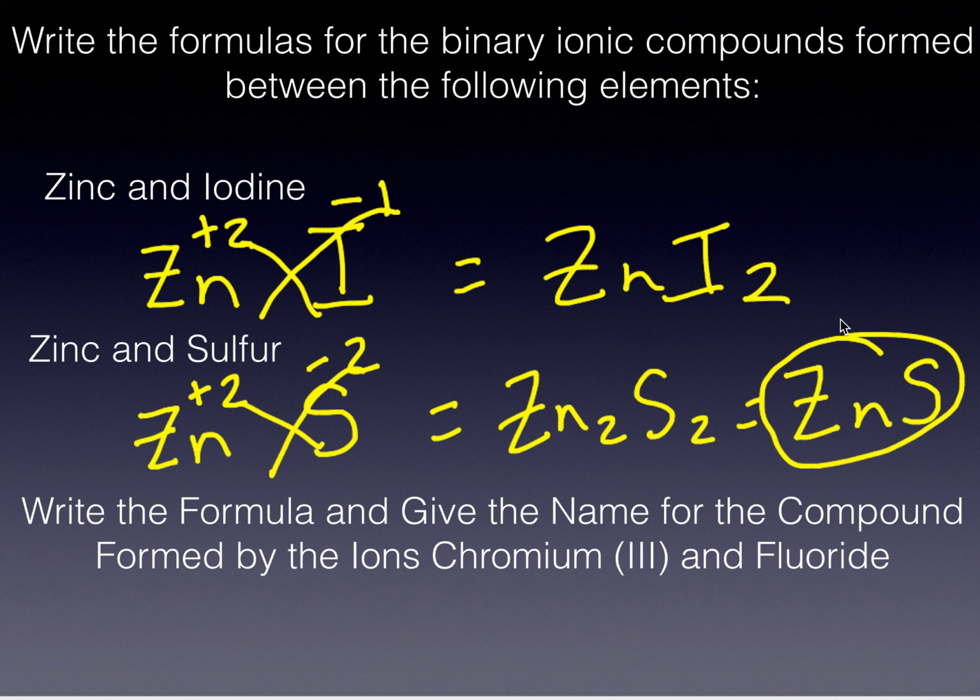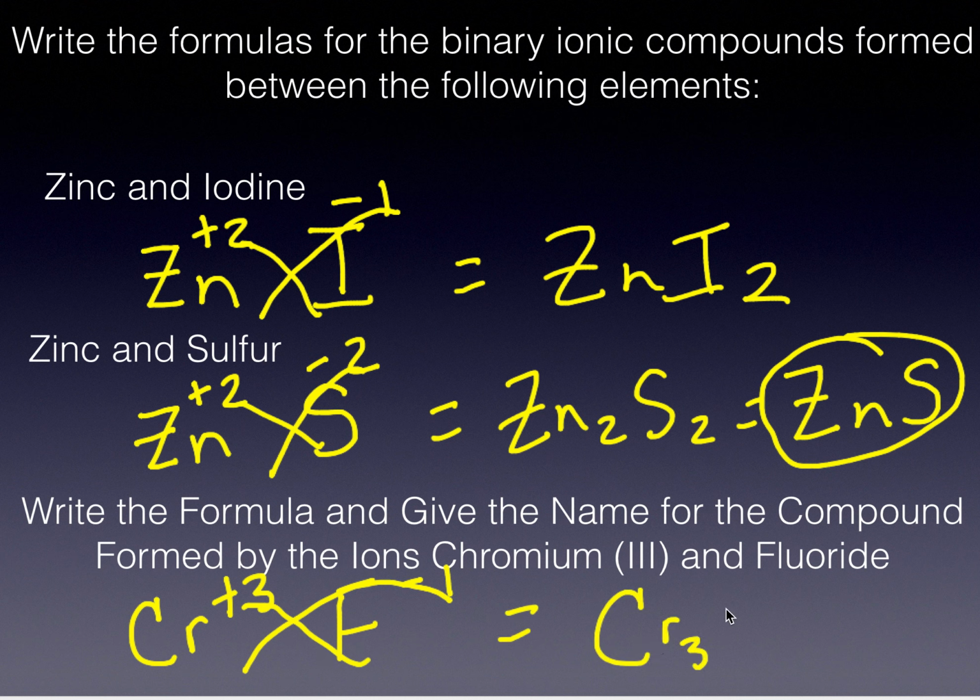So, write the formula and give the name for the compound formed by the ions chromium-3, Cr+3, and fluoride, which we know is F-1. So if I crisscross these charges here, it will become CrF3.